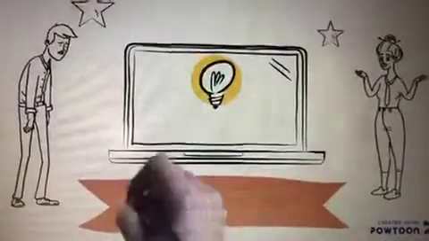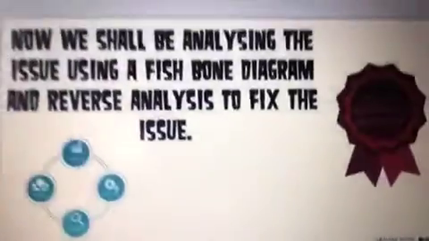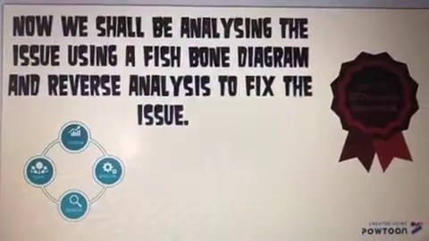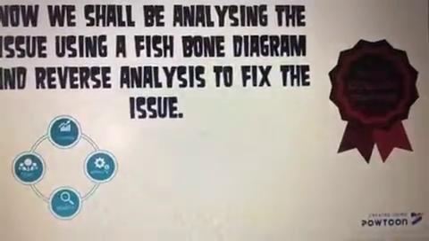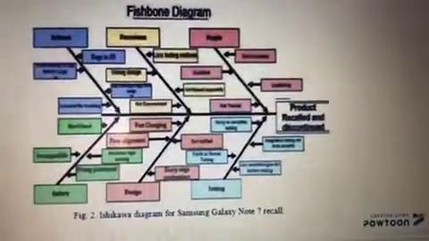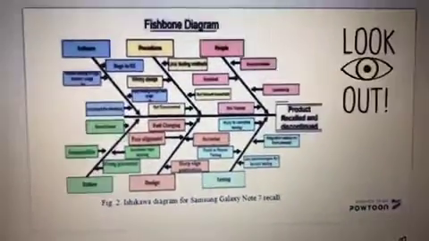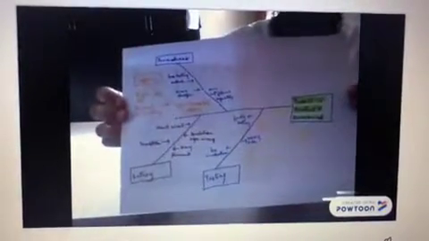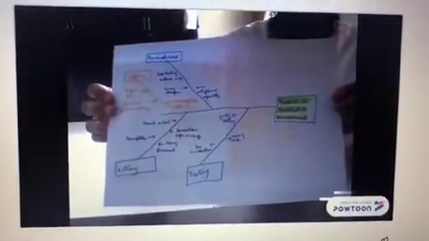So let's see why this happened. Now we shall be analyzing the issue using a fishbone diagram and reverse analysis to fix the issue. I've tried to make a fishbone diagram as a sketch, so I'll be explaining this fishbone diagram for the cause of the blast that happened in the Samsung Galaxy Note 7.